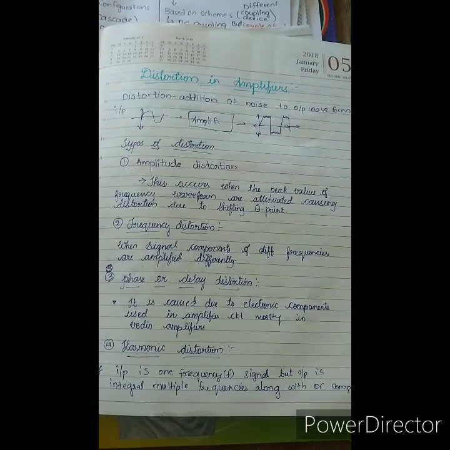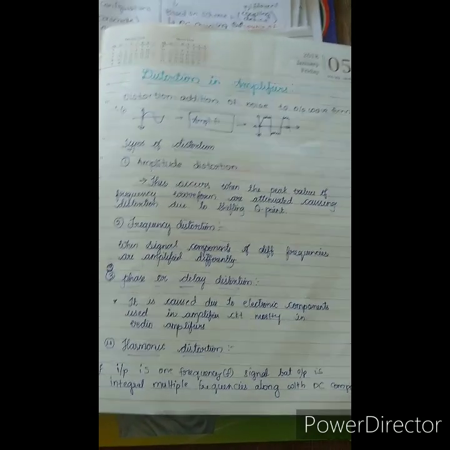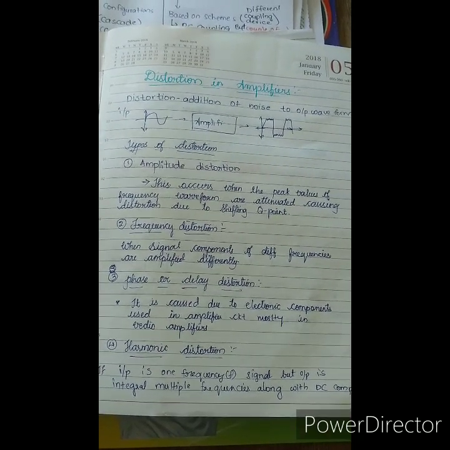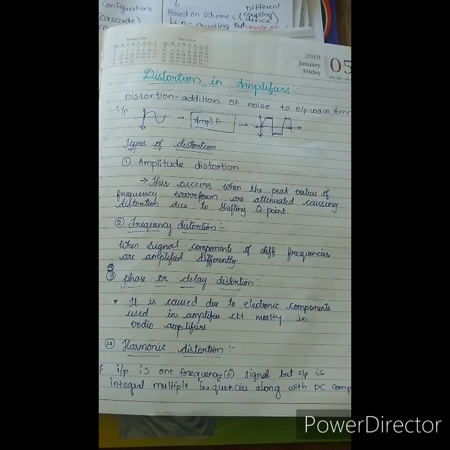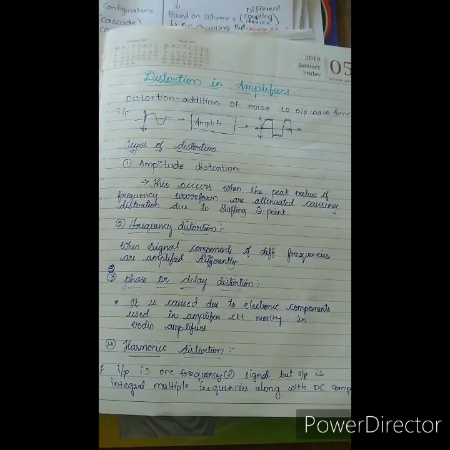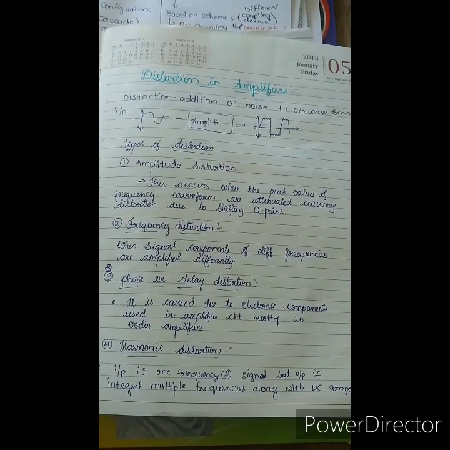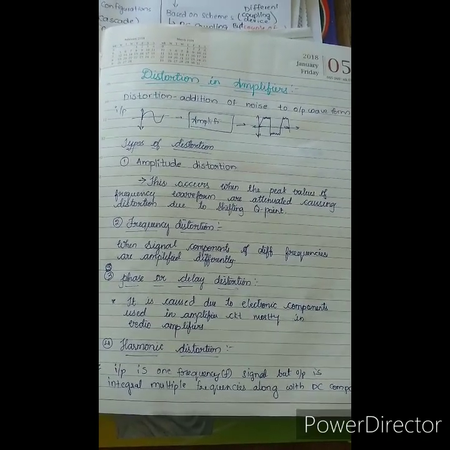Types of distortion. Amplitude distortion: this occurs when the peak values of the waveform are attenuated, causing distortion due to a shifting Q point. The second type is frequency distortion, when signal components of different frequencies are amplified differently.